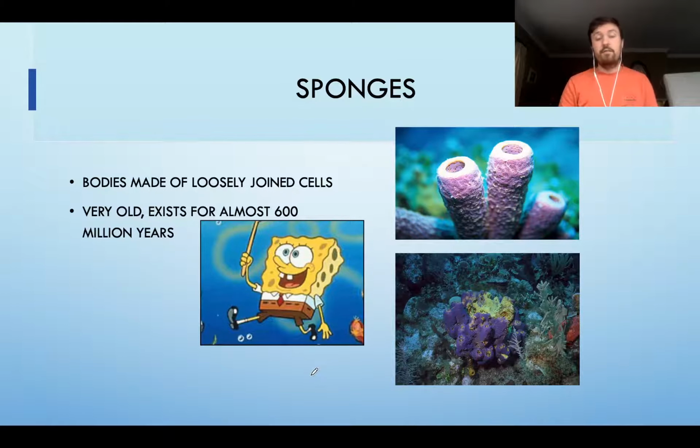Sponges have existed for a very long time, almost 600 million years. The animal themselves, like this sponge here, hasn't necessarily lived that long, but the species of sponges have been around for almost 600 million years. Very old species, very old systems, and they've just been around for a long time.